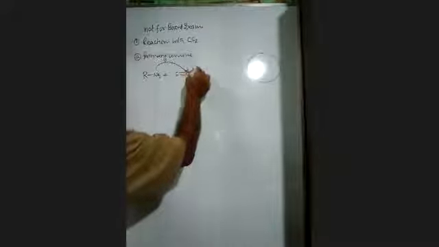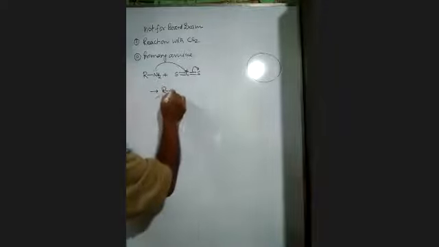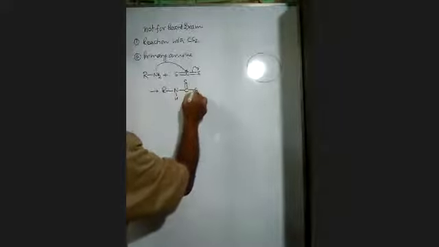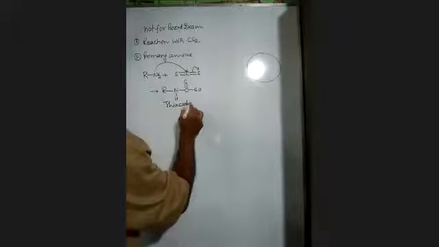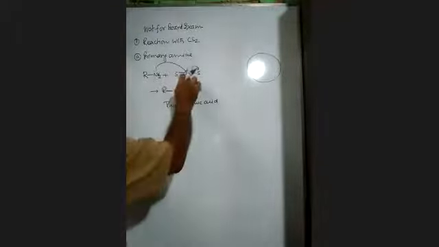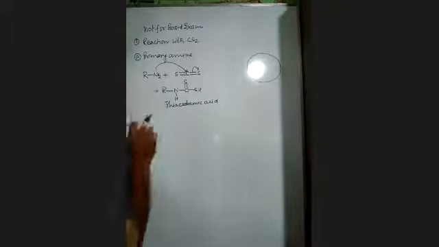So what is going to happen? You are going to get here R NH CS SH. Okay, this is called thiocarbamic acid. If all oxygen is there, we call it carbamic acid. Sulfur is called thio. Because of that, we are calling it thiocarbamic acid.